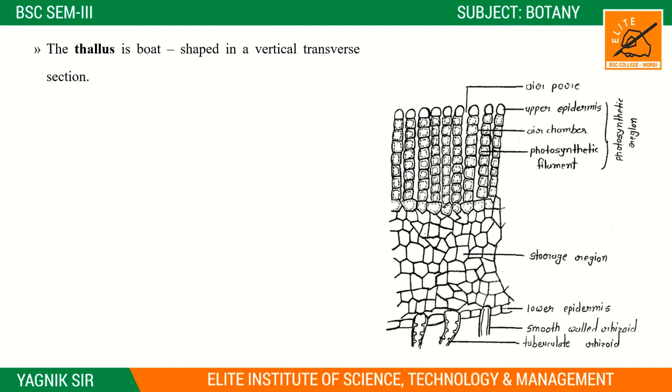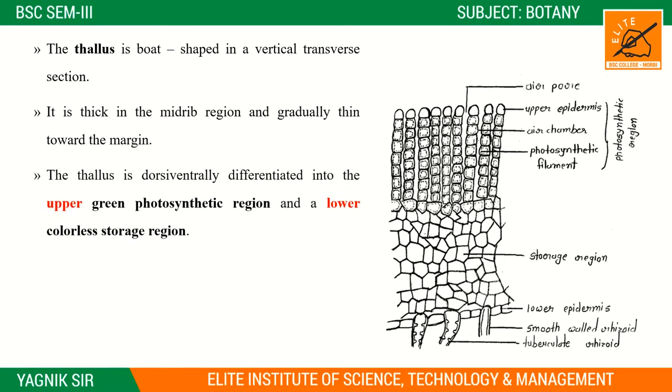the thallus shape is broad, and it is very thick in the midrib region and gradually thin toward the margin, right? So here the midrib region is very thick and the margin region is very thin. The midrib is placed at the center and the margin is on the outer side, the border part.